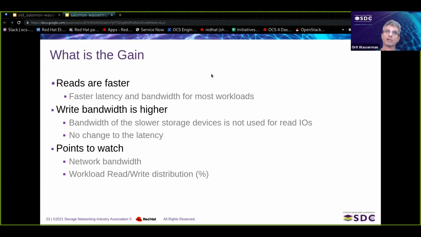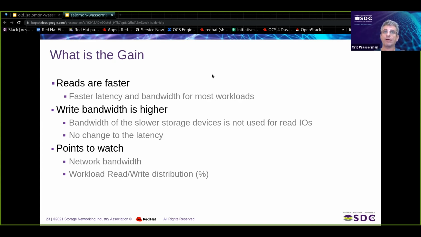And what about the writes? Well, we can't gain on the write latency, but we sure gain on the write bandwidth. The reason is that the devices with a lower bandwidth are doing only writes and use their entire limited bandwidth for writes, wasting no limited bandwidth on reads. So on reads, we are either in a win or tie situation, and for writes, we are always in a win situation.